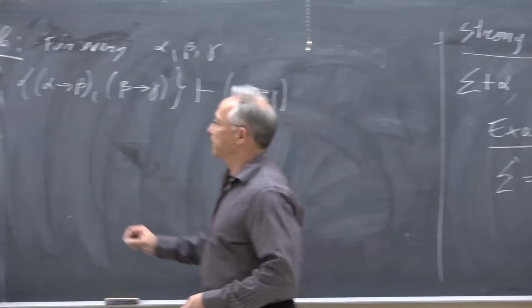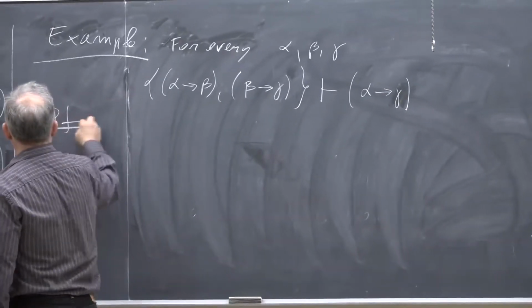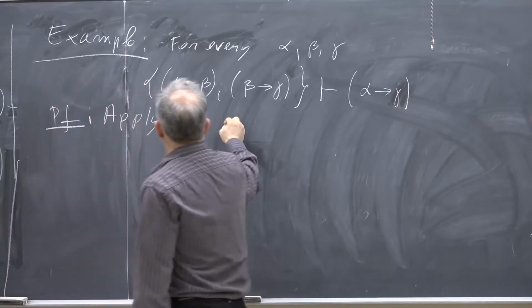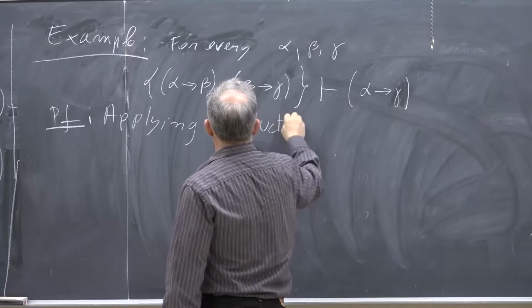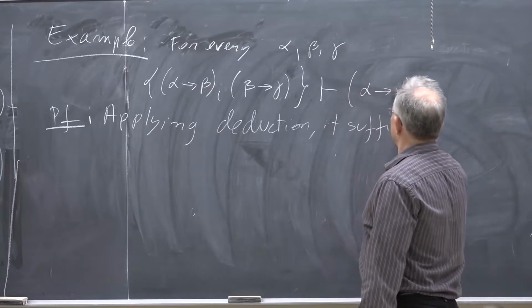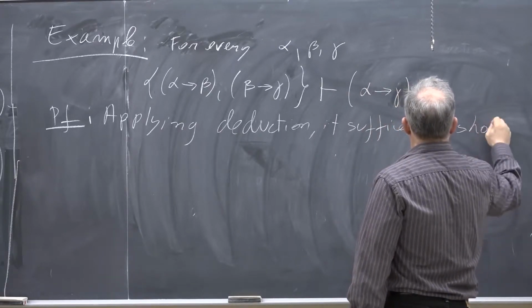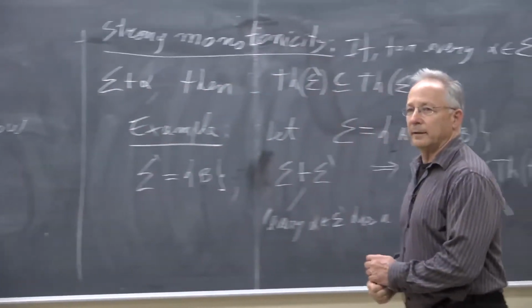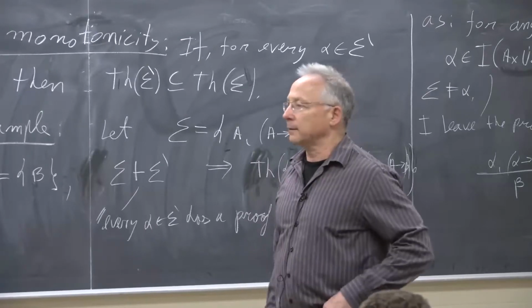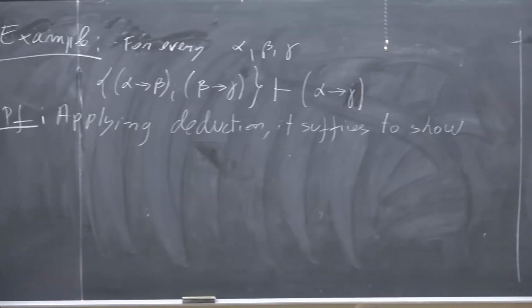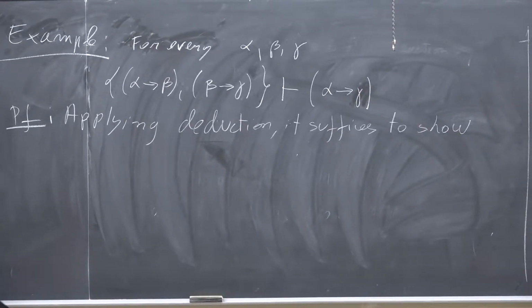So the proof, applying deduction, it suffices to show, okay, maybe you can tell me, how can I apply deduction here to make my life easier? The deduction tells me that there is equivalence between proving an implication statement and pulling the head of it into the assumptions and proving the tail.